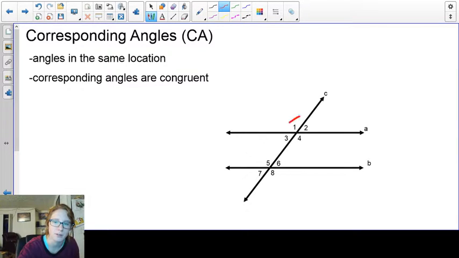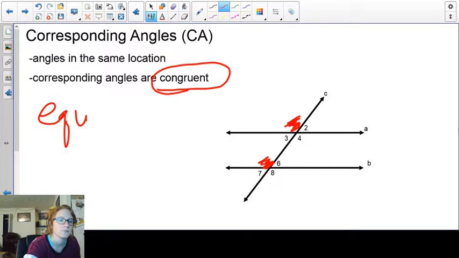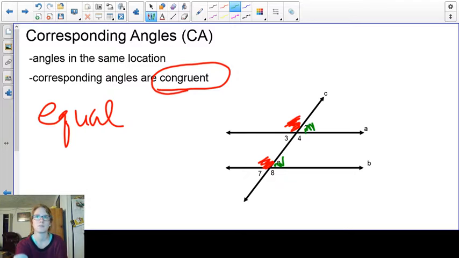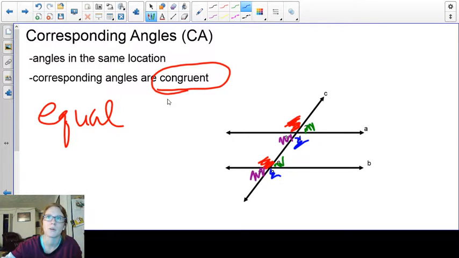So one set of corresponding angles is angle 1 and angle 5. Something that I want to point out about 1 and 5 is they're congruent. That means they are the same, or they're equal. 2 and 6 are another example of corresponding angles. Three and 7, and lastly 4 and 8. So all of those colors that match up to each other are equal, or congruent.